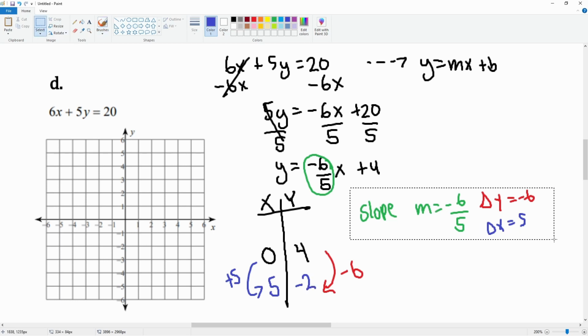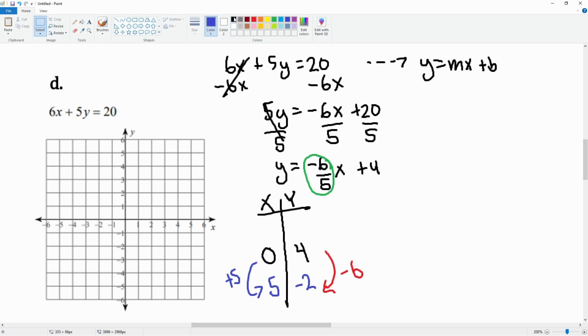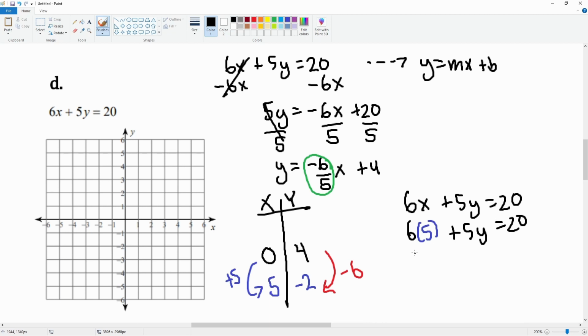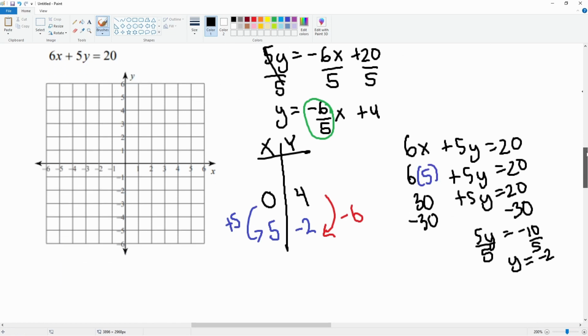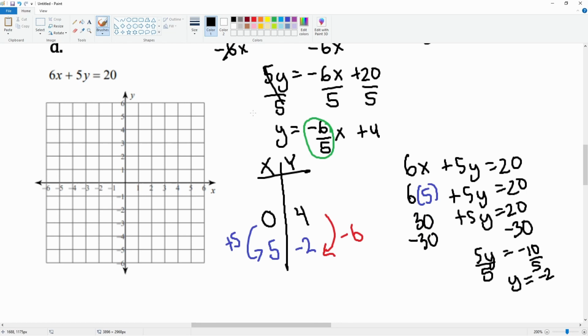We can double check this by plugging it back in. We could even plug it back into the original. 6x plus 5y is equal to 20. I plug in that 5, which was the x, plus 5y equals 20. 6 times 5, which is 30, plus 5y equals 20, minus 30, minus 30, you get 5y equals -10. Divide by 5, divide by 5, you get y is equal to -2. You see? I double checked it by plugging it back in to make sure my chart works.